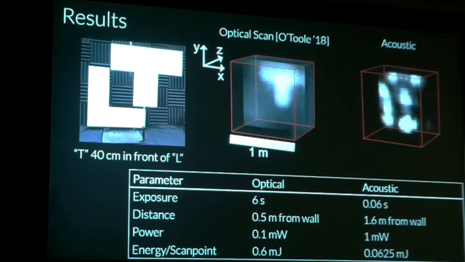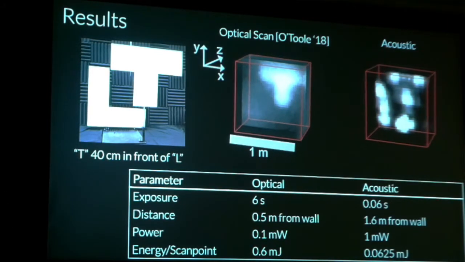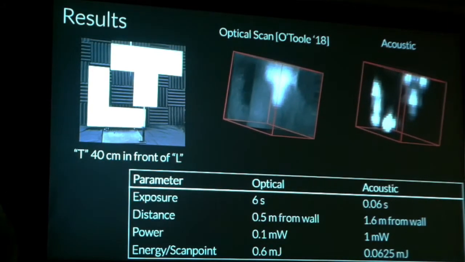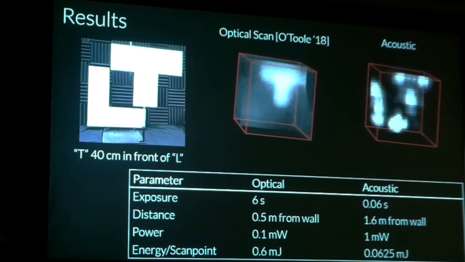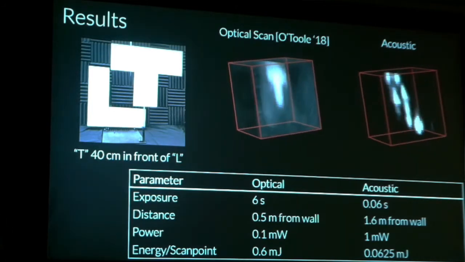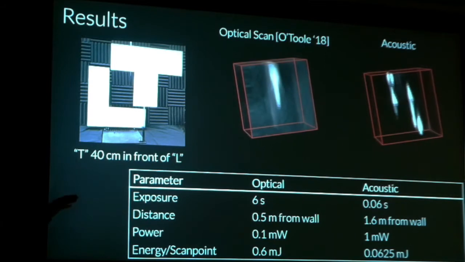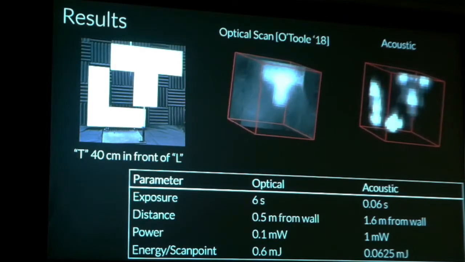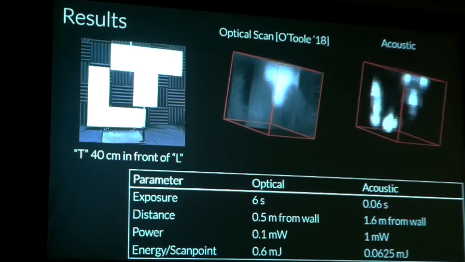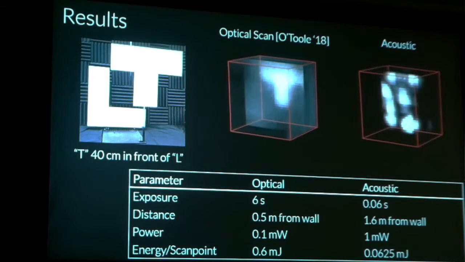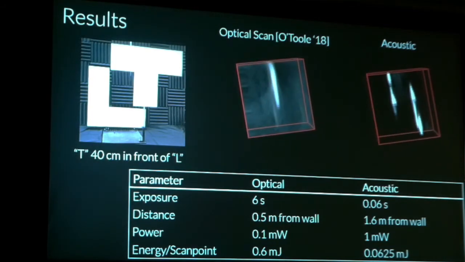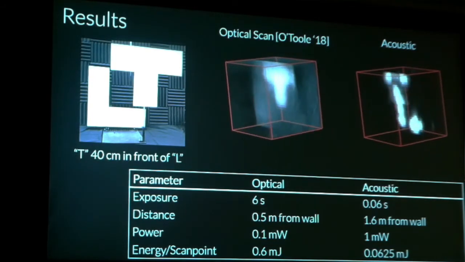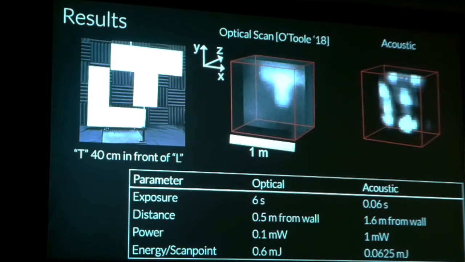And if you look at the parameters of these experiments, we're actually about a meter further away from the wall in the acoustic setup. We can still make out both letters. And if you look at how much power you're emitting and how much energy you're using, we're further away and we're using 10 times less energy per acoustic transmission than we would use for each optical scan point with the laser. So it's just more signal efficient.